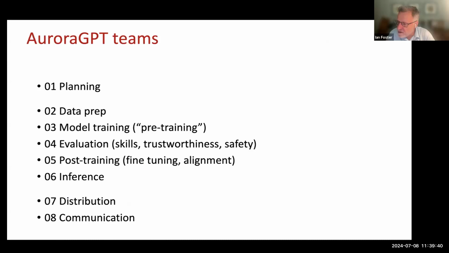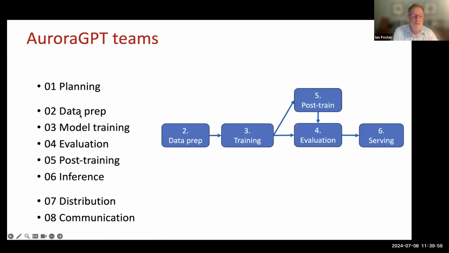So we're probably running out of time here, actually. So I'll just say a few words about what we're doing in terms of organizing ourselves to create Aurora GPT, and the 5 key elements here: preparing data, training, that's pre-training, post-training, which is the fine-tuning, reinforcement learning, etc., evaluation, where we determine how good the model is for particular purposes, and then serving, where you allow people to access the model.